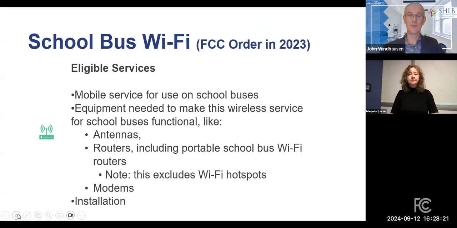We'll start with the school bus Wi-Fi decision that Kayla mentioned. The FCC adopted this order last year in 2023. This is analogous to the fact that the E-rate program has for many years supported wireless technology for library bookmobiles. That's a good precedent. Now the FCC has extended that concept to include school buses and has been willing to provide economic support for school districts to purchase and deploy Wi-Fi capability on the school bus.